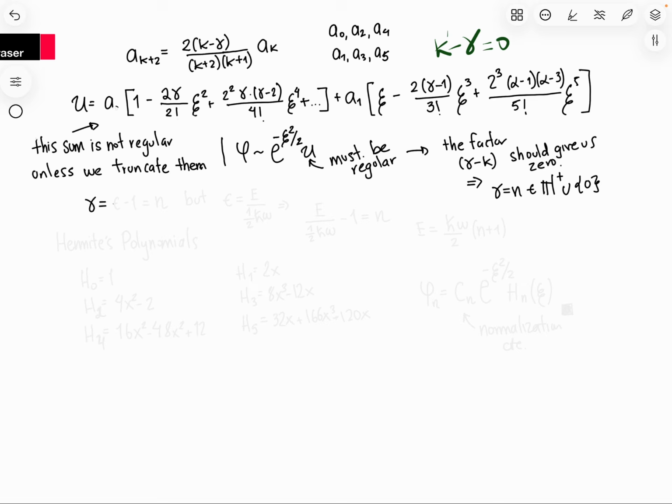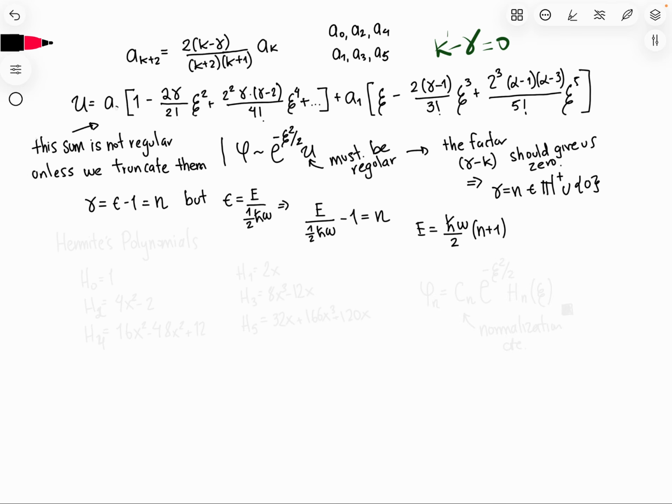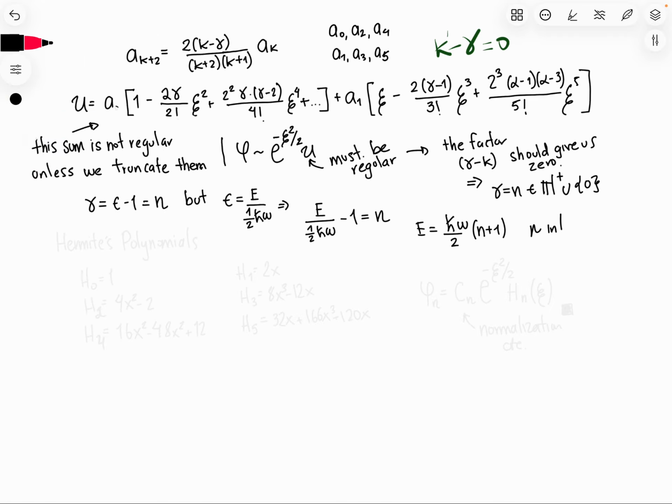Therefore, we remember that gamma is equal to epsilon minus 1, and this should be an integer, but epsilon is the energy divided by the natural units of energy, and we substitute this in the earlier equation, and we get an expression for the energy. So energy is h bar omega over 2 times n plus 1, with n being a positive integer, including the 0. Okay, n can be an integer, right? Including the 0, right?